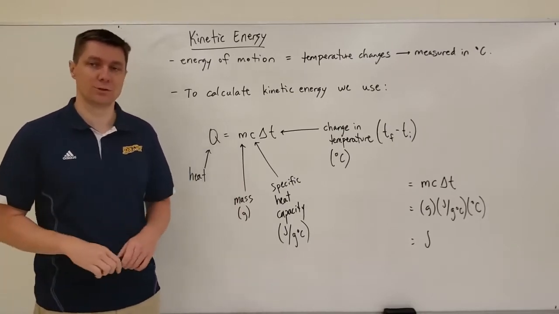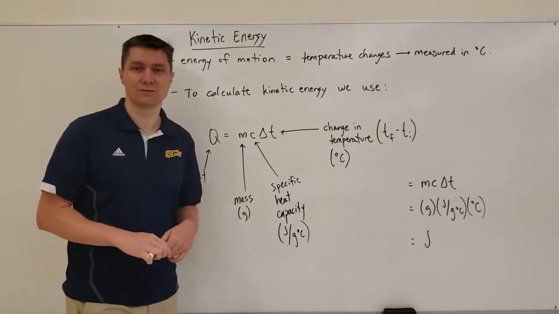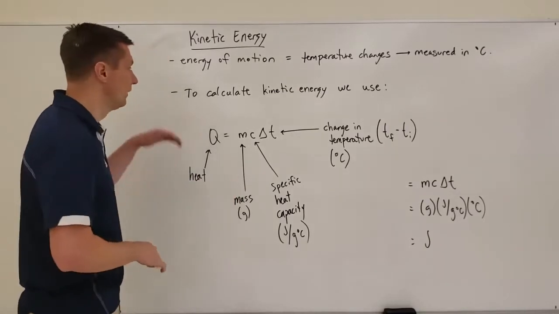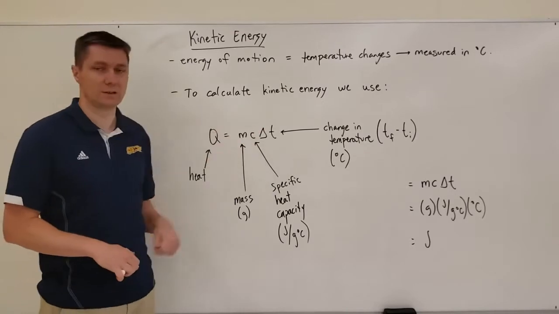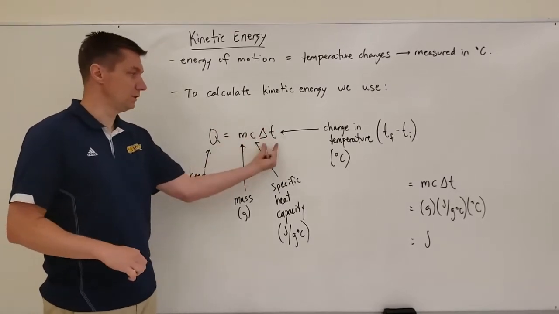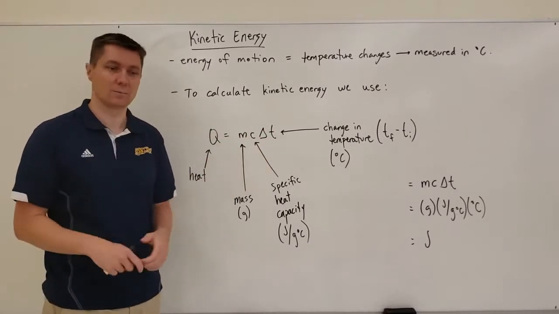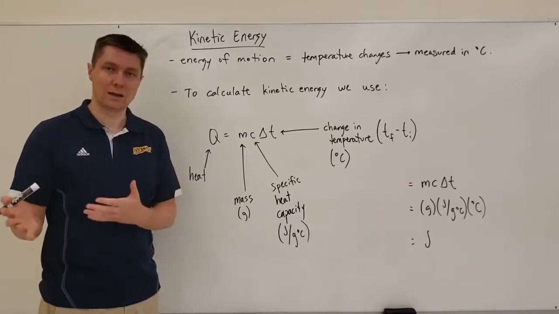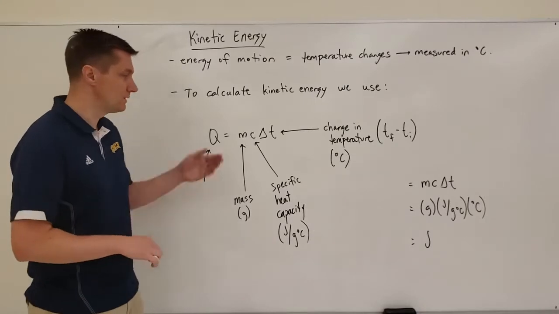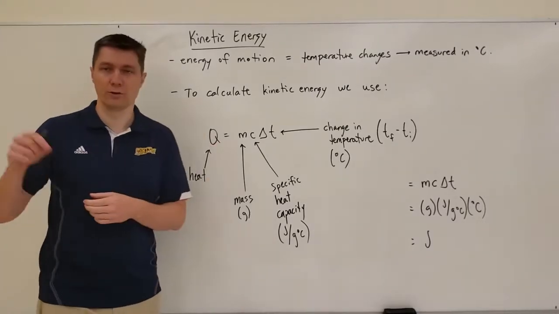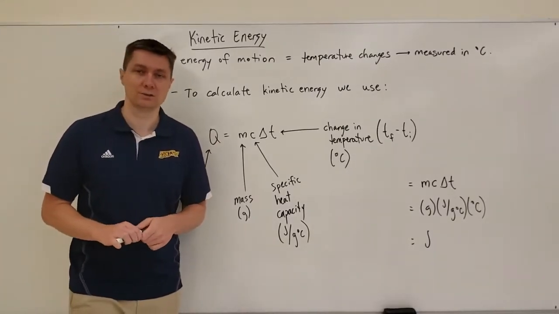And temperature is measured in degrees Celsius for this concept. And so to calculate kinetic energy, we use this formula. Q is equal to mc delta T. And delta T really is the key to this concept in that if we're calculating kinetic energy, we have to have a component of temperature within that formula. So anytime you see this formula here, you know that you are making a kinetic energy calculation.